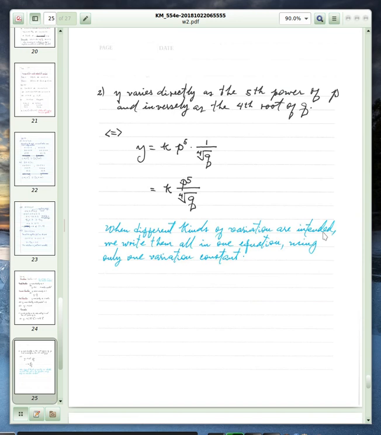Second example: y varies directly as the 5th power of p and inversely as the 4th root of q. So, in this case, we have two different kinds of variation, but we use only one equation and one variation constant. Y varies directly as the 5th power of p, here it is, and inversely as the 4th root of q, which means we write the 4th root of q in the denominator. Then we can put it together, multiply, and you get this. When different kinds of variations are intended, we write them all in one equation using only one variation constant.